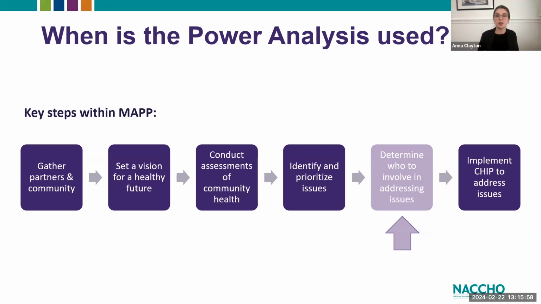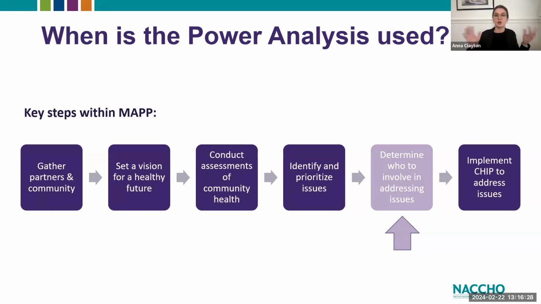Everyone, including community members, sets a vision for the healthy future. That's the vision that you're working toward in community health improvement, and the assessments that you conduct next tell you how far your community is from that vision. Based on the assessment data, the community identifies what the priority issues are to address that will have a great impact on improving population health and prioritizes those. This is the step where this power analysis comes in.